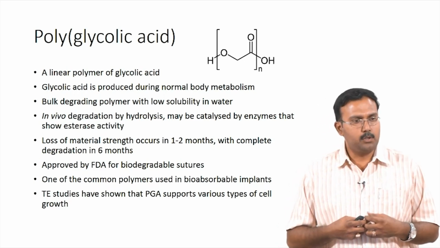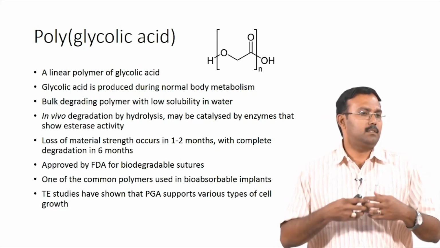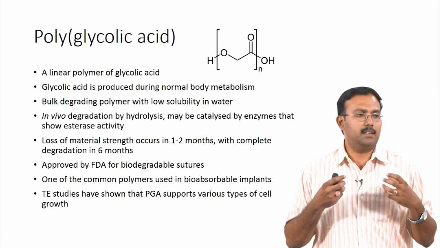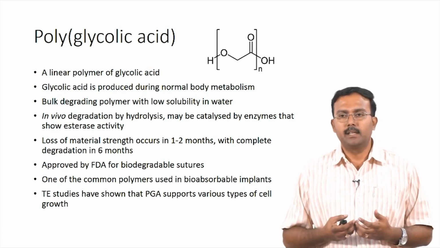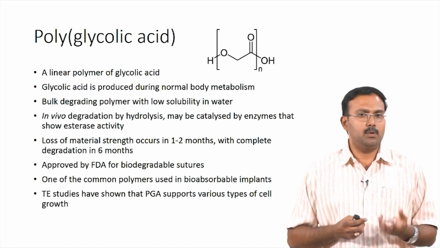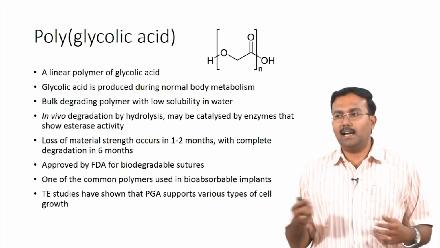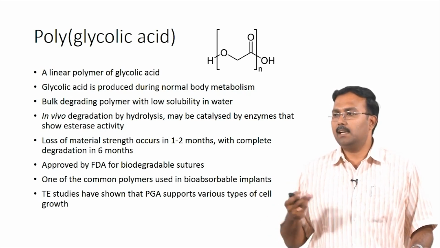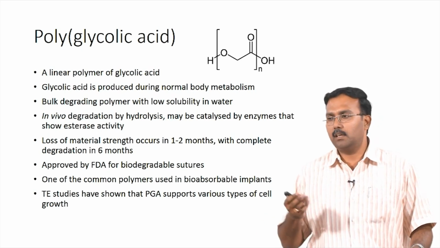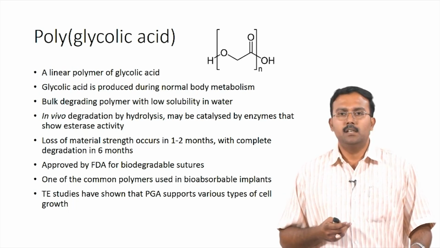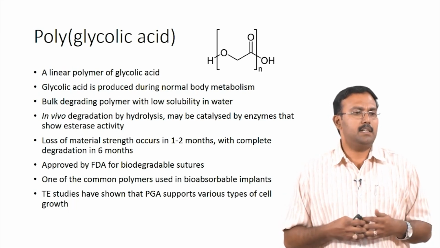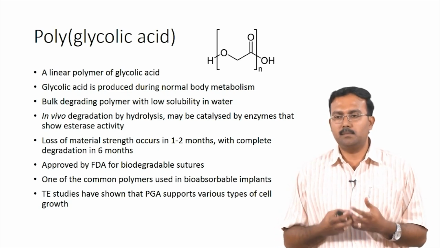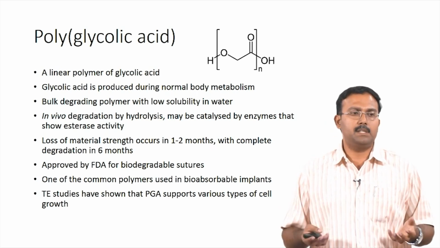However, this material itself goes through bulk degradation. It is not just surface degradation, surface etching is not what happens, it is bulk degradation, which means it can actually get degraded reasonably quickly. In vivo degradation happens only through hydrolysis. This process can also be catalyzed further by molecules which have esterase activities. The enzymes that have esterase activity can rapidly hydrolyze PGA. In vivo degradation studies have shown that within 1 to 2 months it loses its mechanical strength, and complete degradation happens within 6 months.